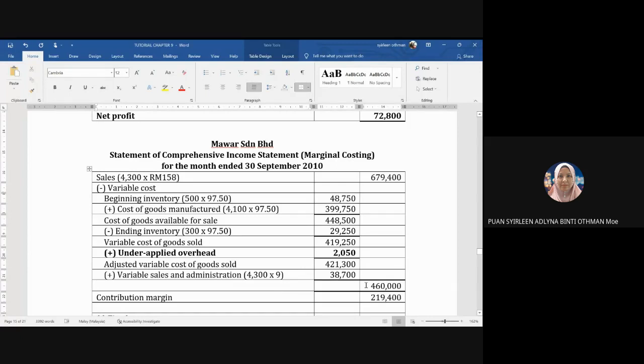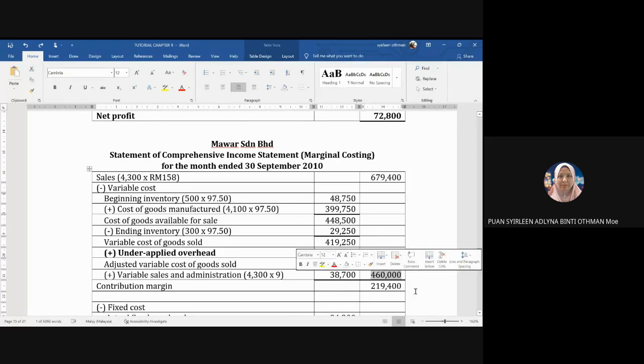Kalau tiba-tiba you bawa dia ke bawah tapi benda ni kosong, 460,000 tu saya tak akan buat apa-apa. Tapi bila dah kosong macam ni, awak kena letak lah. This is actually total variable cost. Sebab tu ramai orang, dia malas nak label, so dia akan buat macam tu. Either way is correct. Okay, tapi I prefer kalau you label every item lah. Sebab kita tahu this 460,000 represent the total variable cost.